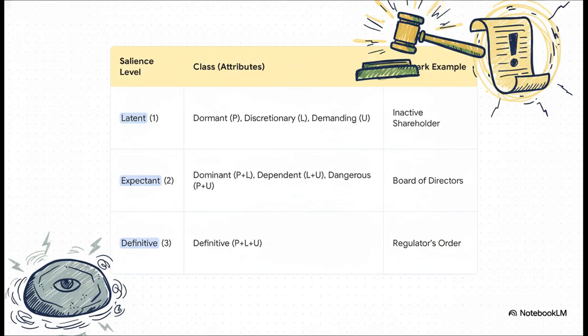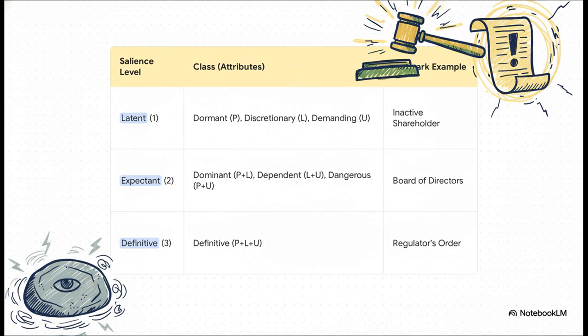Think of a powerful but currently silent investor. They're dormant. In the middle are the expectant stakeholders, who have two attributes. Your board of directors is a perfect example. They've got both power and legitimacy. And then, at the very top, you have your definitive stakeholders. These are the ones with all three: power, legitimacy, and urgency.